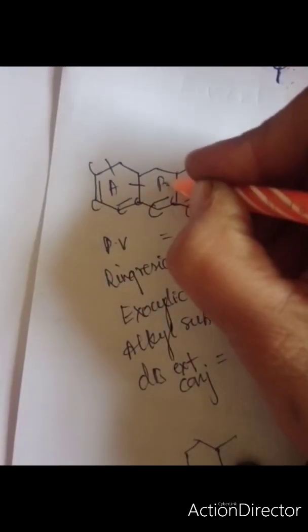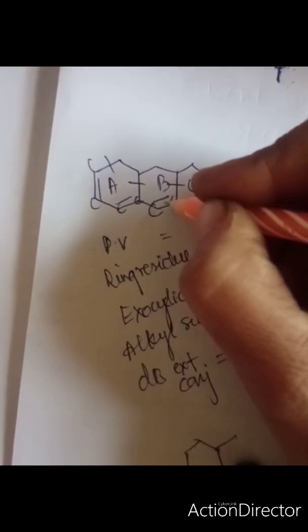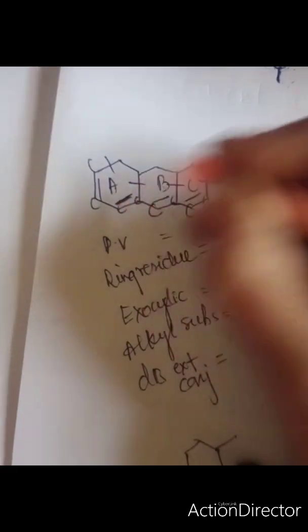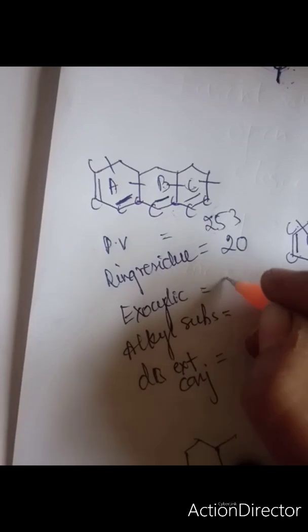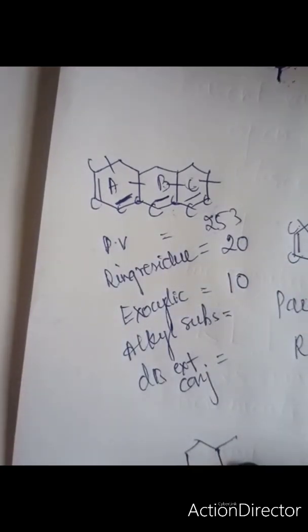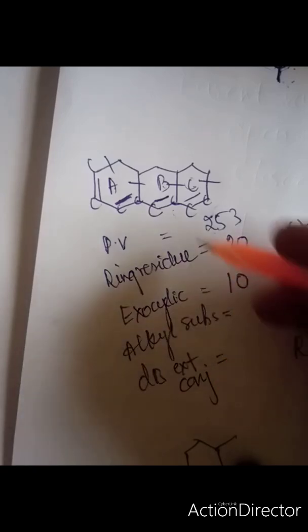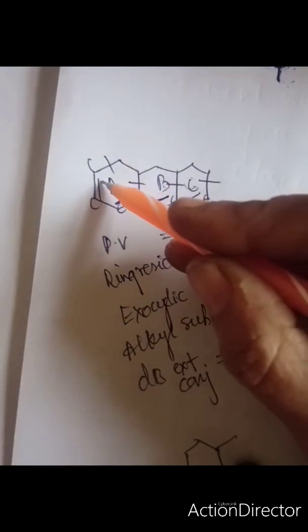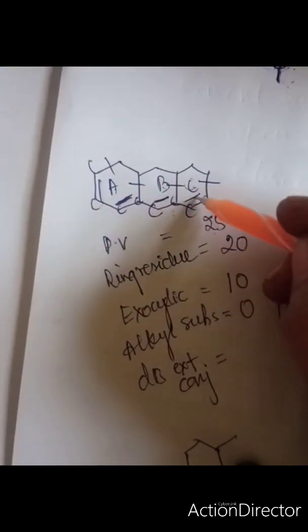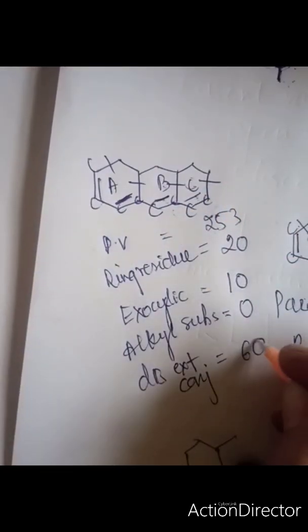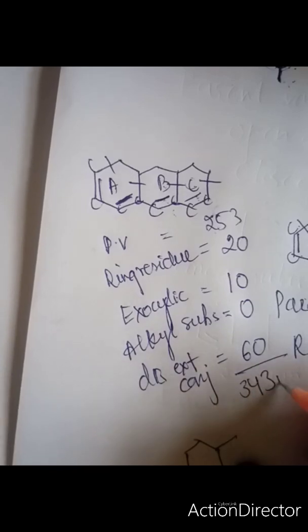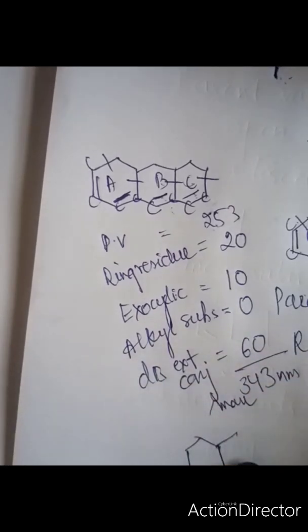Now look for exocyclic. With respect to A, there is no exocyclic double bond. With respect to B, if you see, this is exocyclic, and with respect to C, this is exocyclic. So 2 exocyclics are there. So you will be adding 10. Alkyl substituent is not there, so you will be adding 0. Then double bond extending conjugation. So in dienes 2 double bonds are there. So 2 double bonds, they are additional. So you will be adding 60. So when you add all of them, you will be getting 343 nanometers. So this will be the lambda max value. So this is how lambda max value is calculated for the dienes.